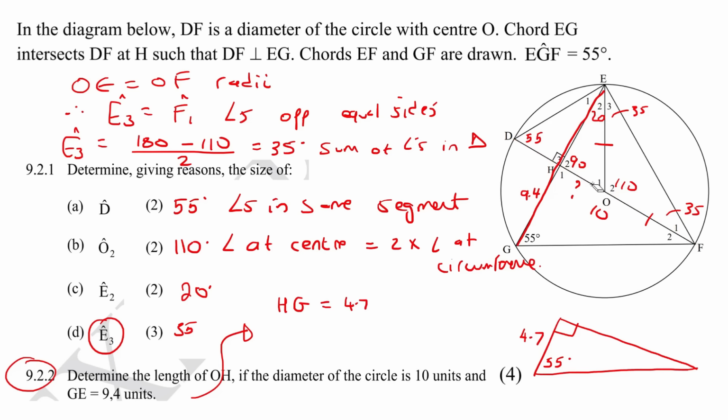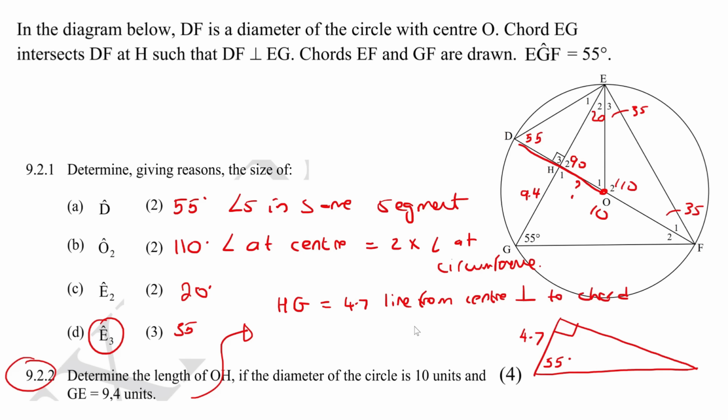Because remember, if you have a line from the center of a circle hitting a chord at 90 degrees, then it divides that chord into 2 equal halves. That is the whole line from center perpendicular to chord. Let me just show you once more. If you have a circle and a chord and a line coming from the center and it hits that chord at 90 degrees, then it divides that chord into equal halves.